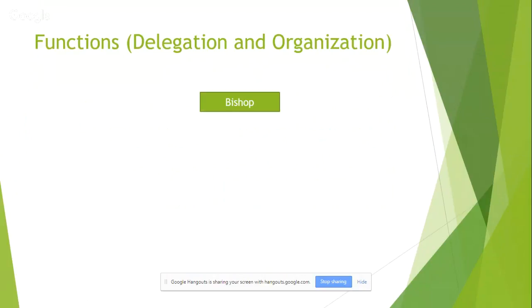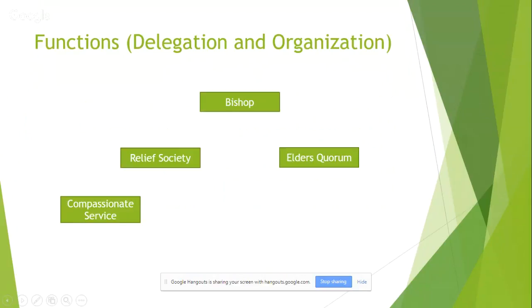For an example, I like to think of a ward where we have a bishop, and he has a lot of tasks and responsibilities to do. So he will often delegate things to, say, the Relief Society or the Elders Quorum. Say the bishop asks the Relief Society to check on a specific sister. The Relief Society can then delegate that task to their compassionate service leaders or to visiting teaching. So if these were functions, it would just be delegating tasks and organizing things to make things simpler.